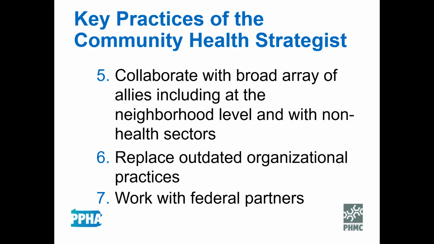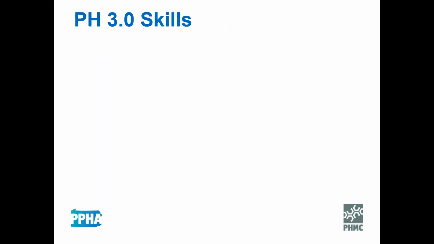The seventh and final key practice is that the community health strategist works with federal partners. The report states that federal government agencies need to make funding more flexible and make it easier to braid federal funding. Transformation requires a change in the way the federal agencies interact with local health officials.